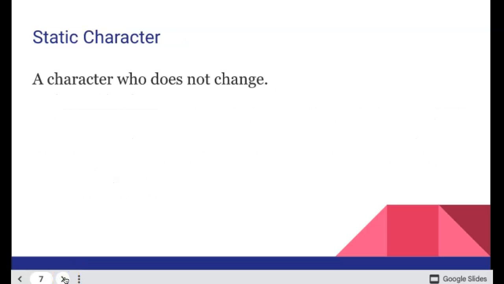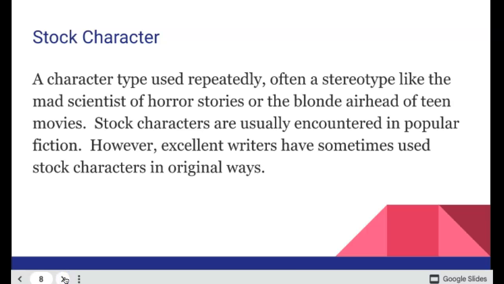A static character is one who does not change. And a type of static character is what we call a stock character. This is a character that's repeatedly used. We might also call it a stereotype-like character, the mad scientist, the blonde airhead of teen movies. Stock characters are encountered a lot in movies and popular fiction, but excellent writers have a way to use them but make them original. Like you think that they're stereotypical and then they surprise you. That's what excellent writers do.